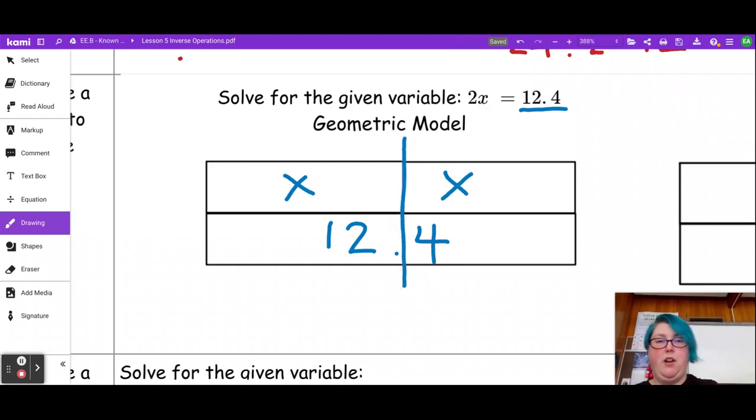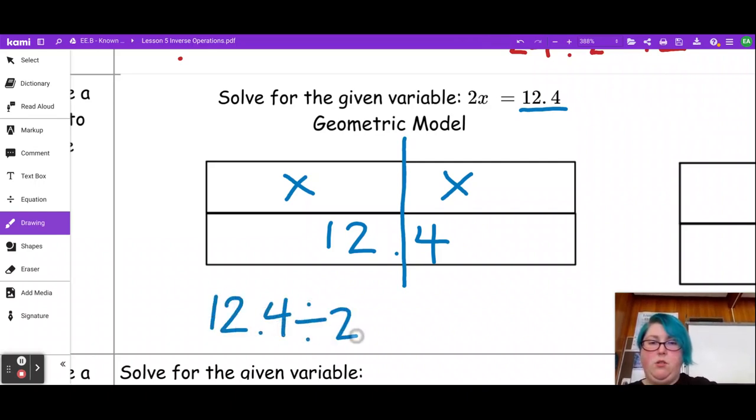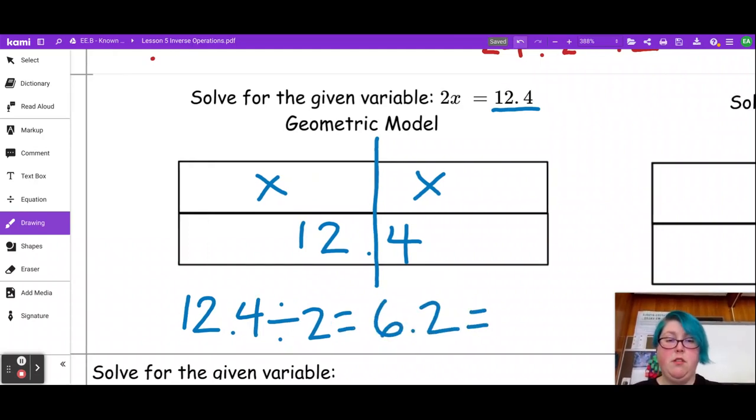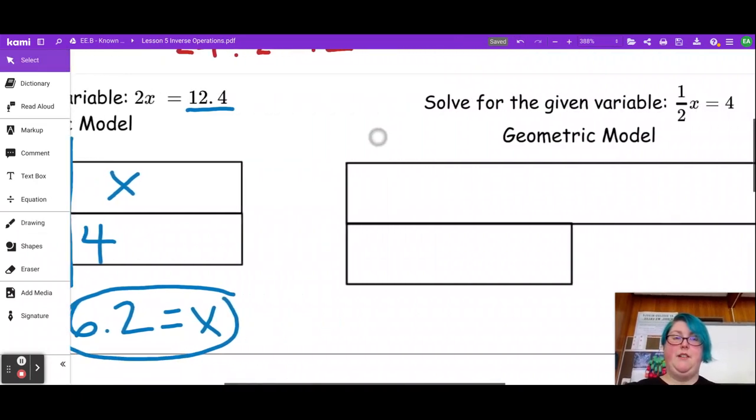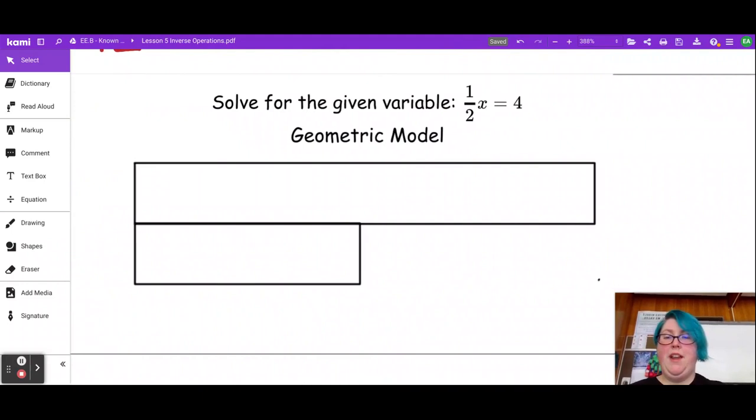We want to figure out how much is half of 12.4, because we know the 2 x's make 12.4. So we would do 12.4 divided by 2, and that gives you 6.2 is x. So that's what we would circle. That is our answer. So let's slide on over to 1/2 x.